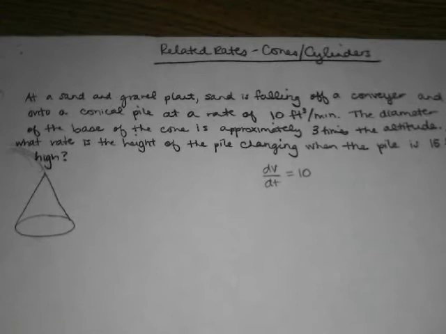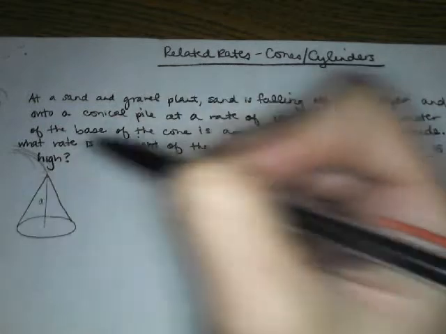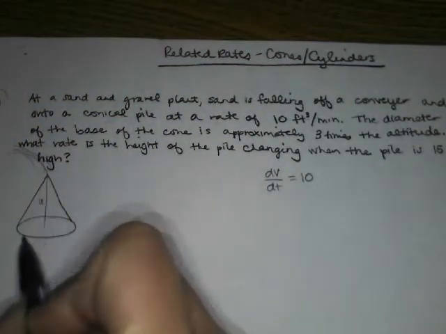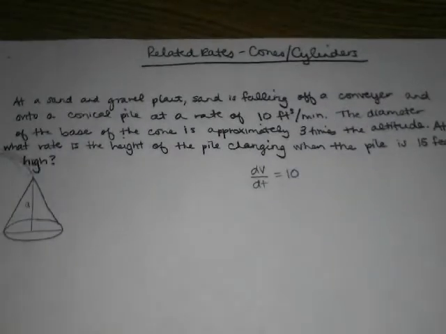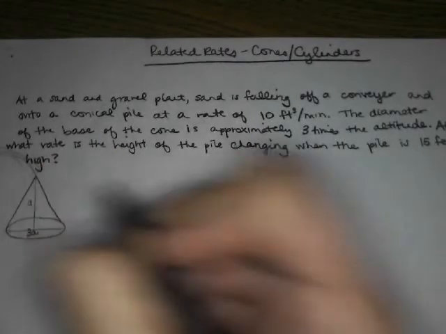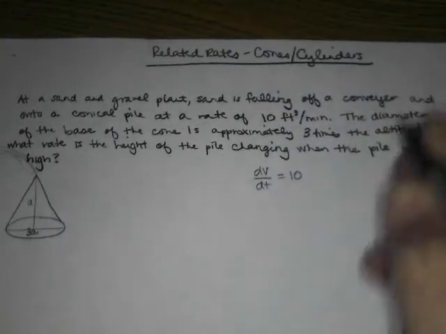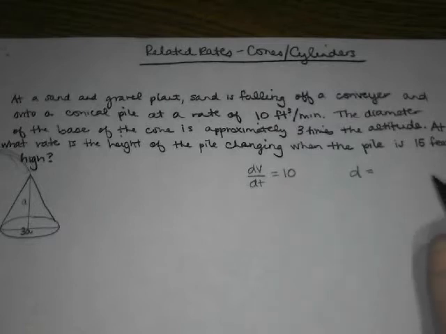Okay? The diameter of the base of the cone is approximately 3 times the altitude. So, here's my altitude. We'll call that A. And the diameter is approximately 3 times that. So what am I going to label my diameter? 3A. If we want, you can write a little equation over here. We'll see if we need it. But the diameter is 3 times the altitude.